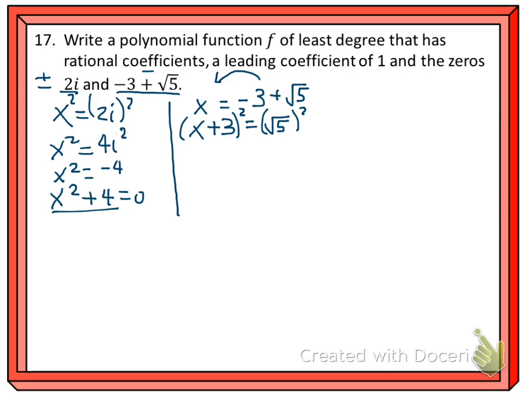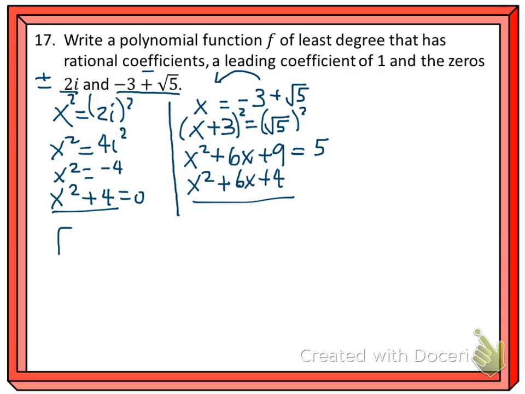So square the left, it's a perfect square trinomial, x squared plus 6x plus 9. And the square and the square root on the 5 cancel out, giving me 5. Subtract the 5 over, and I have x squared plus 6x plus 4. Okay, so one last thing then, just to multiply those things together. So when I multiply them together, here's my function.